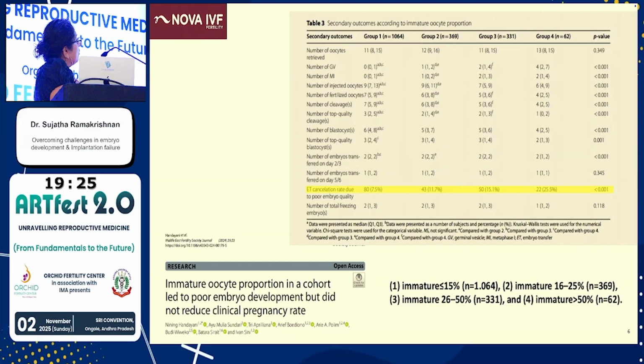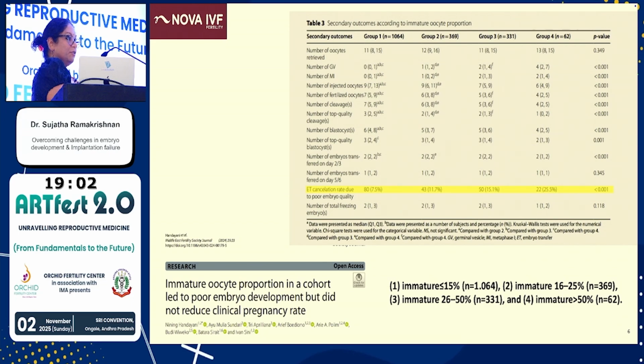Now they looked at all these parameters. But see, this is of interest. The ET cancellation rate due to poor embryo quality was much higher in this group. Can you see this? Whenever there is a higher percentage of immature oocytes in the number of oocytes we retrieve, then the embryo arrest is more.